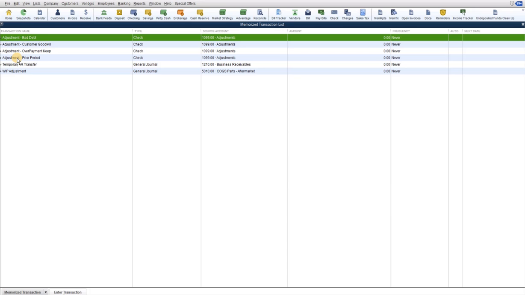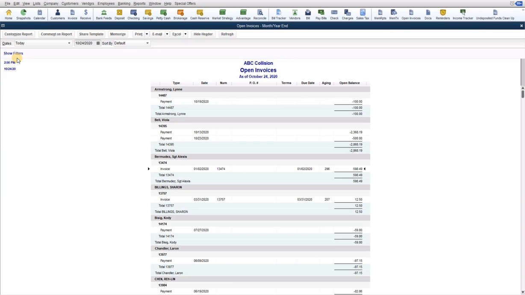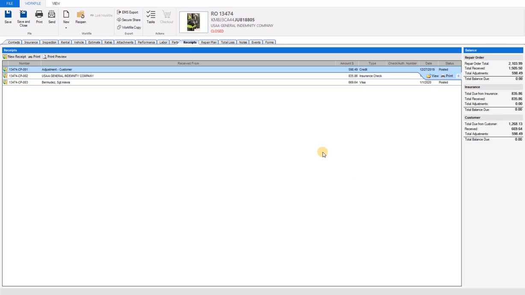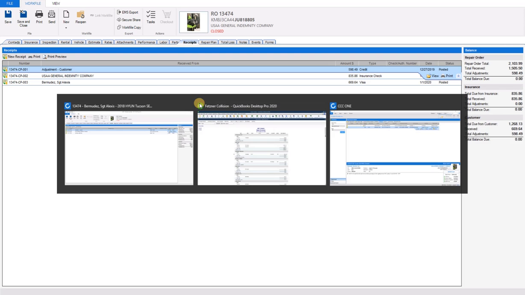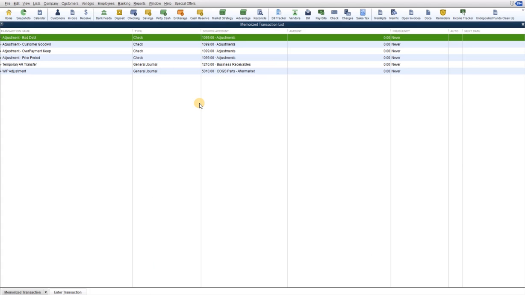So what I want to do first is go over to the RO number, and it's going to be 13474, and the amount, $598.49. Those are the two numbers that you need to remember to be able to do this. I generally write them down because after a while they start blurring as far as the numbers are concerned. So I go back over here to QuickBooks, and I want to go back over to that transaction, adjustment prior period.